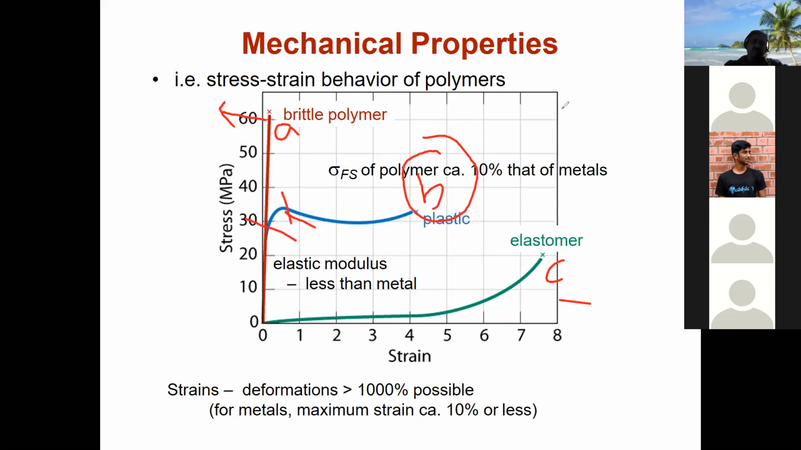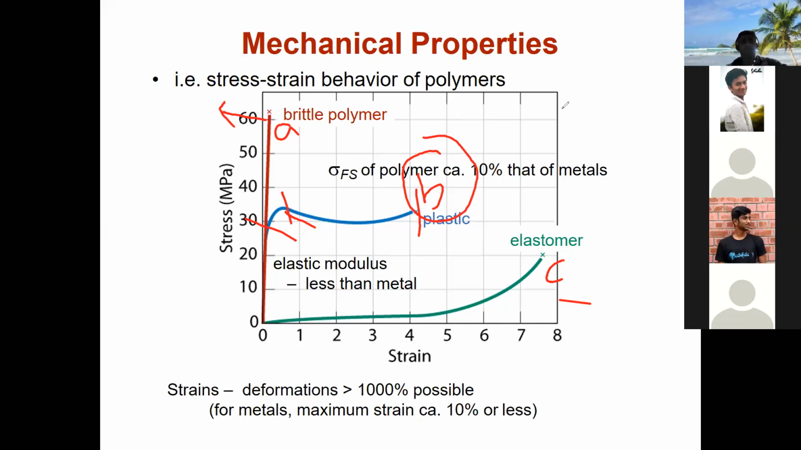From near zero point 0.5 strain to say 4 strain, it completely shows a plastic nature in this region. Before that, up to 30 megapascal of stress, it is the elastic nature of the material. So when you give a stress of 30 megapascal to a material and remove the stress, because of the elastic nature, the polymer comes back to its original position. That is, no permanent deformation is there.